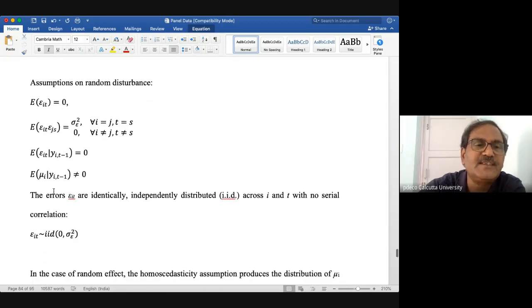And also we assume that the expected value of mu I given yit minus 1 is not equal to 0. That means cross-section heterogeneity is present in your model.